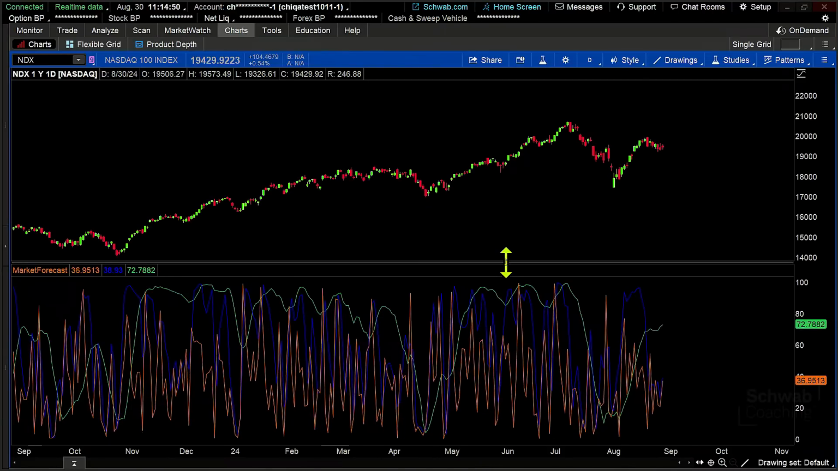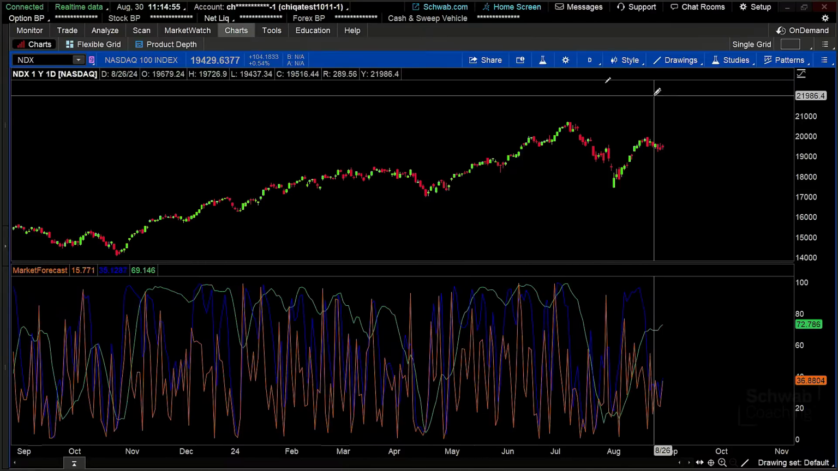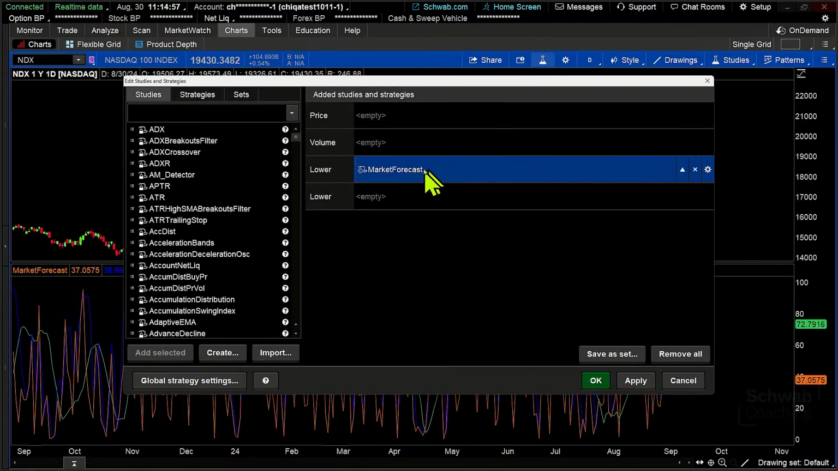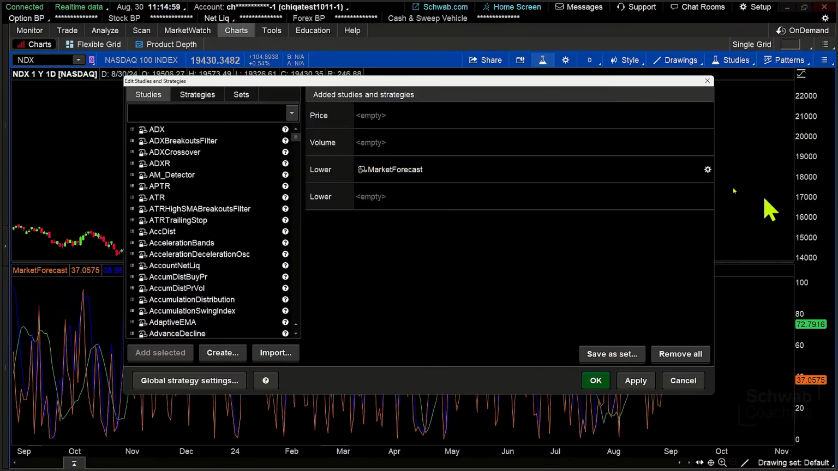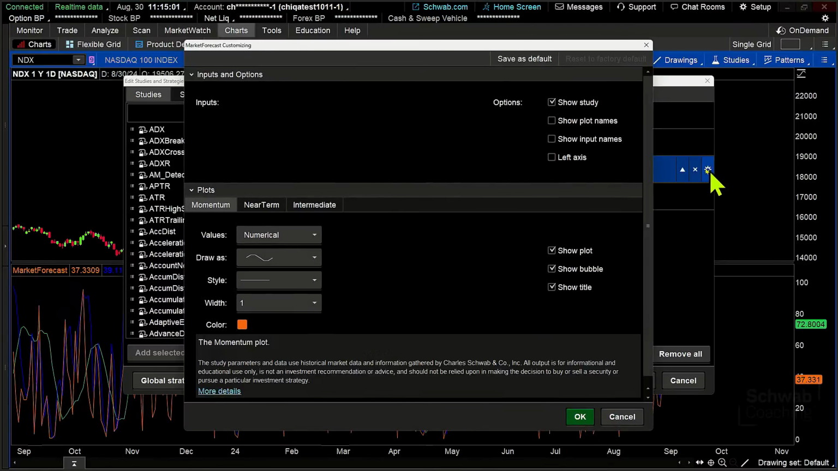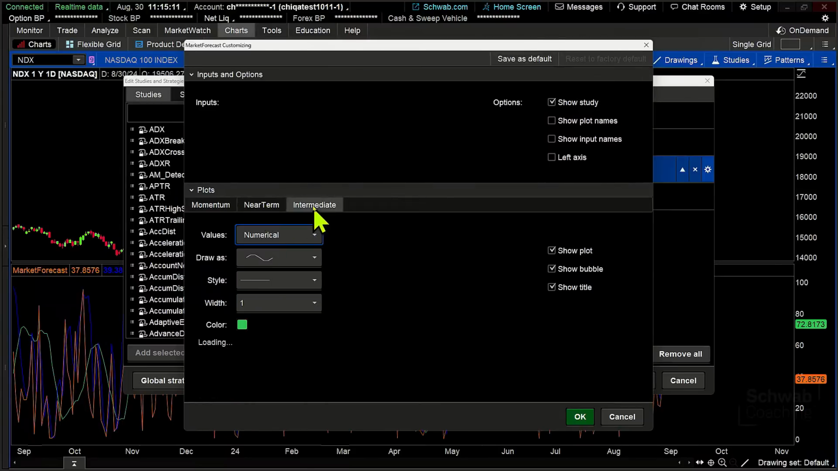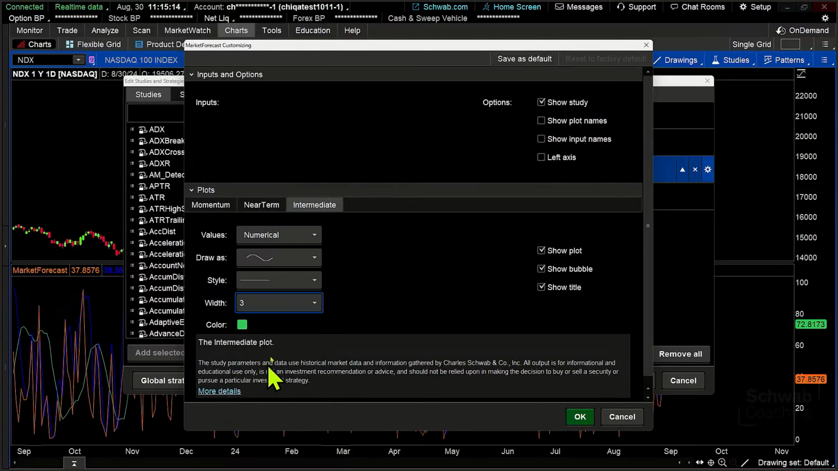And I know that those colors are a little bit muted. So what I'm going to do is go back up to this flask icon, go to the market forecast indicator, and go to the gear icon. So that it's a little bit easier to see, I'm going to make the plot lines a little bit thicker. I'm going to make those a 3-point line on each one.